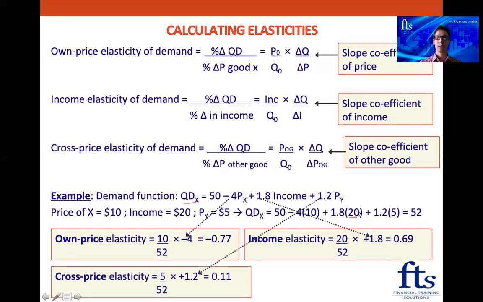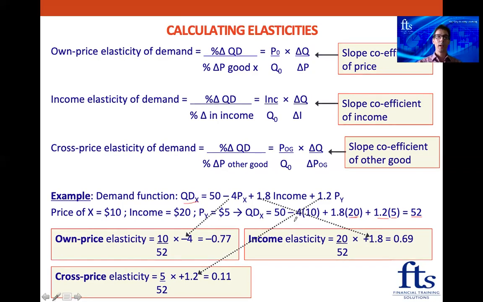So the income is 20, and then we multiply the last one, the coefficient for price of Y is 1.2, and we multiply that by the price of Y. The price of the other good is 5. So there we go. The quantity demanded comes out at 52 units for this demand function if the variables are at these different prices.